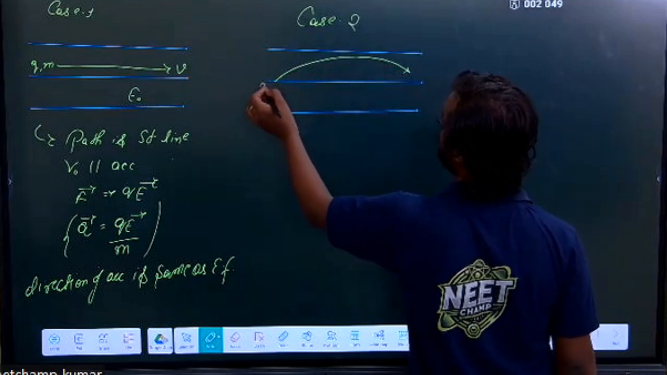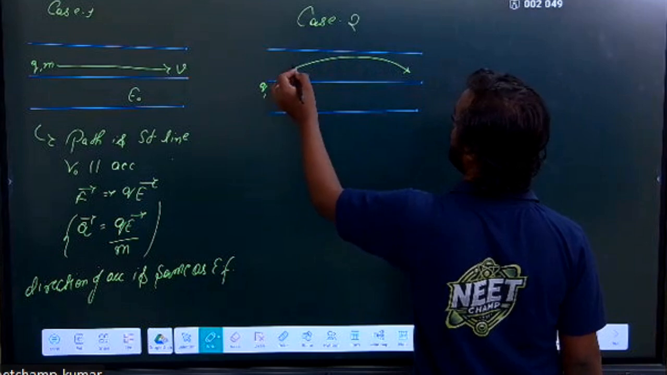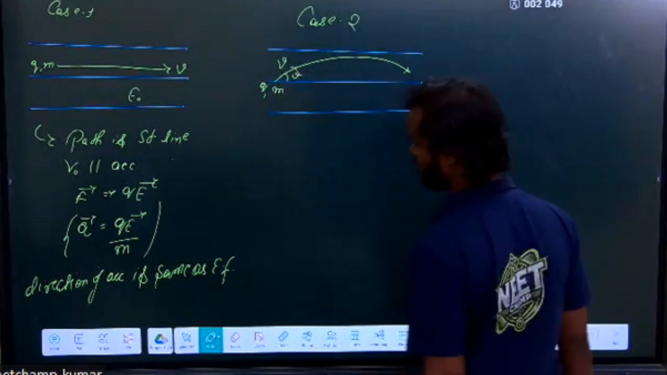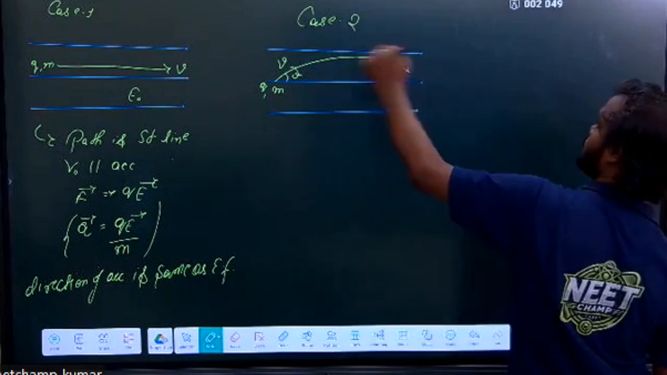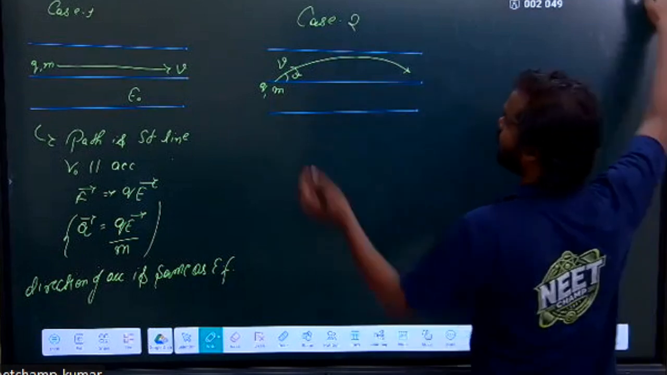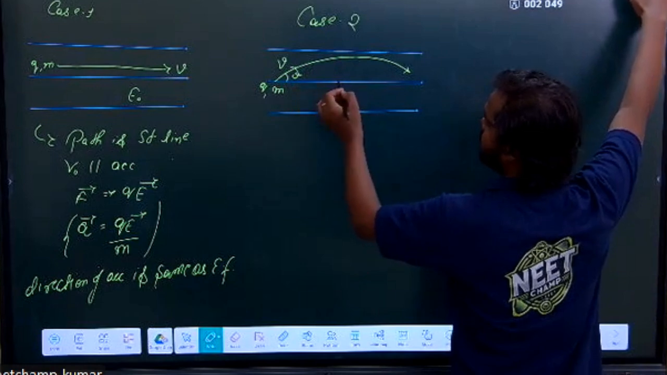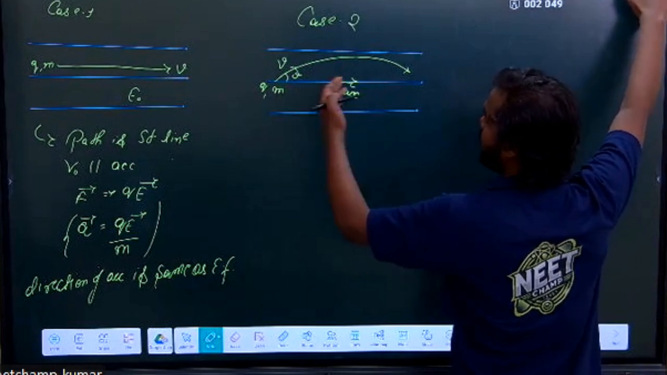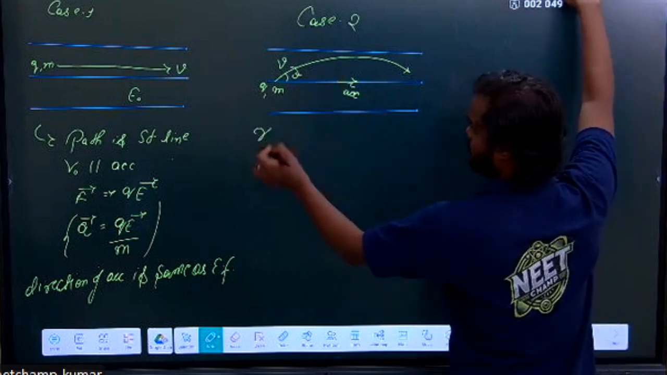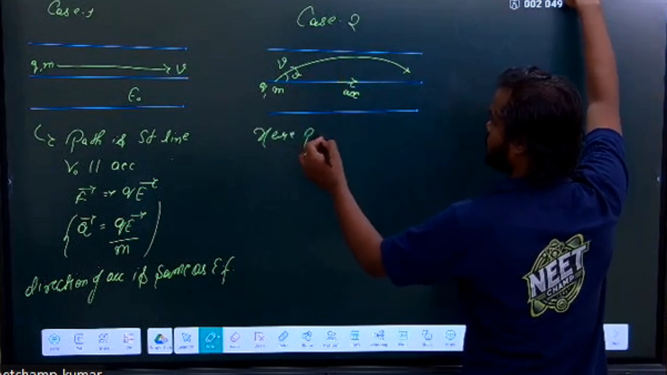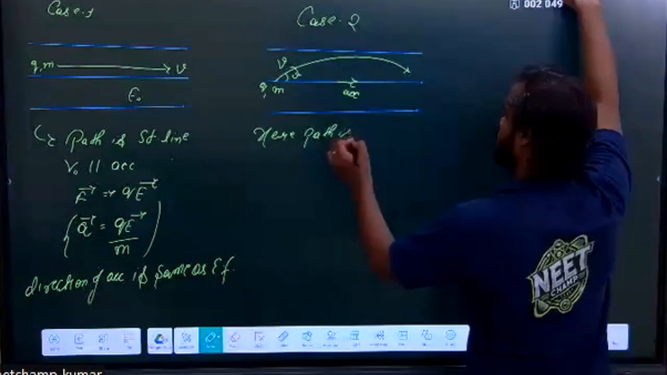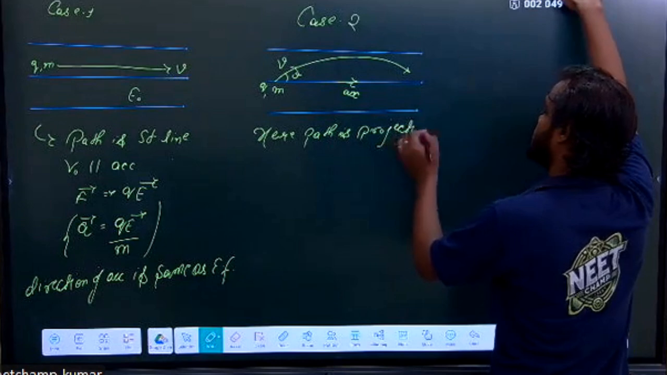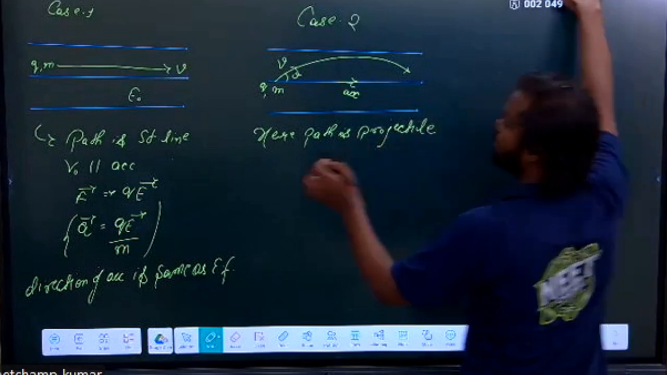This is my charge q, mass m, and I'm throwing it with a velocity v at an angle theta from the horizontal. Then my path is going to be a projectile, because my acceleration will be like this, and my velocity has an angle of theta with it. Here the path is projectile because it has an angle of theta. So if it is a projectile, I can ask you anything.